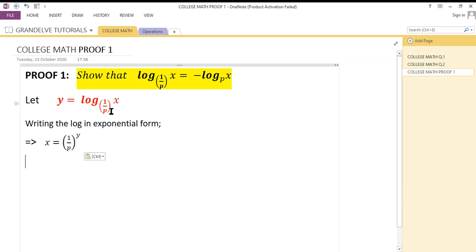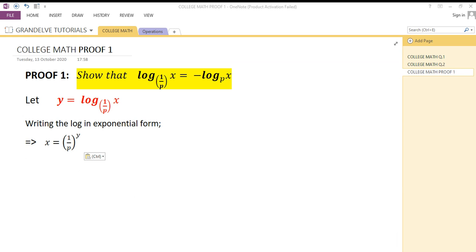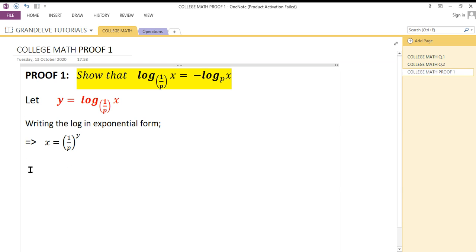Okay, so now that we've been successful in writing the log expression in exponential form as x equal to 1 over p to power y, we move on to say that this implies that we can also write 1 over p in exponential form. 1 over p is a fraction and we can write it in exponential form as p to the power negative 1, as we know that 1 over 2 is the same as 2 to the power negative 1. Okay, so 1 over p is now written in exponential form as you can see here.